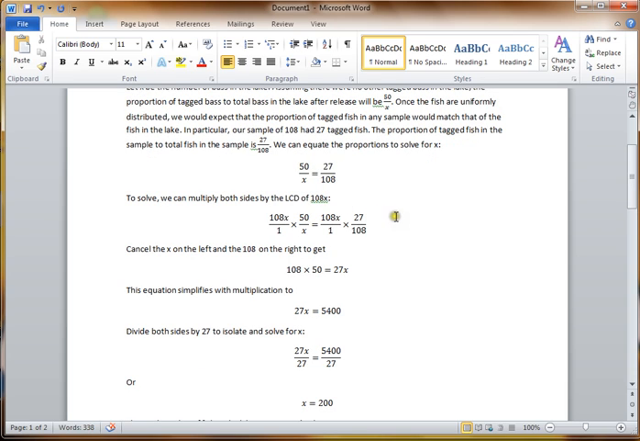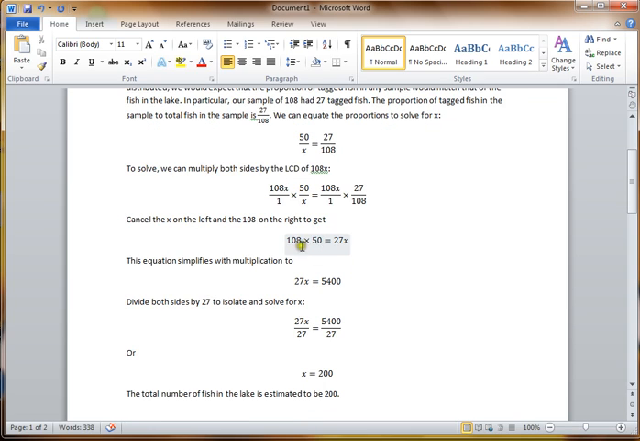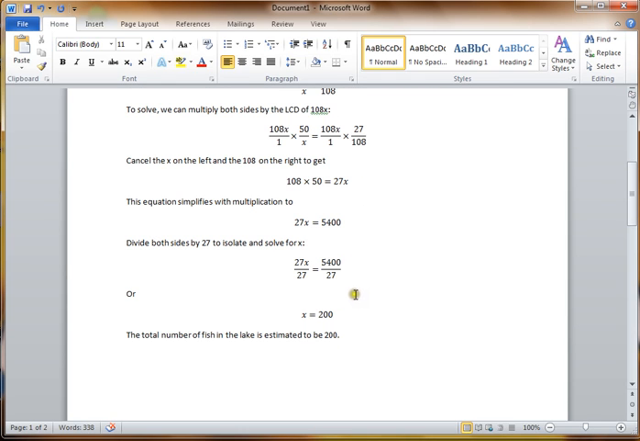Many people will think of cross multiplication. I like to reinforce the concept of multiplying both sides by the least common denominator, which is 108 times x, and that clears away all the fractions and leaves you with just a linear equation to solve. You multiply the 108 times 50. In this case, I've reversed the x and the number, divide both sides by 27, and at the end of all of this, I get a solution of x equals 200.